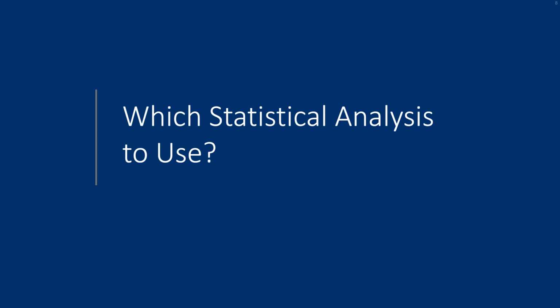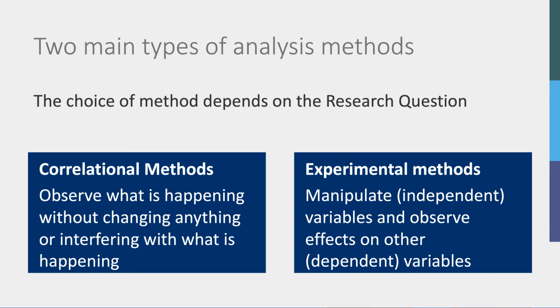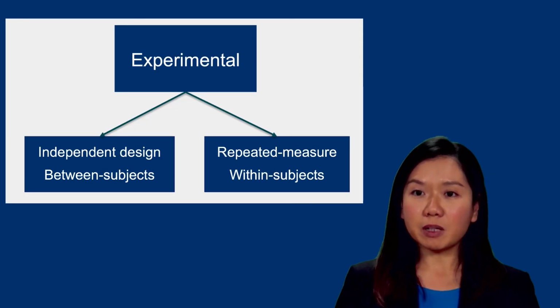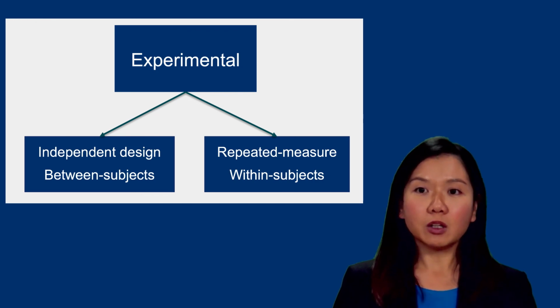Let's start with deciding which statistical analysis to use. There are two main types of inferential research methods: correlational and experimental. The type of statistical test that we use depends on what our research question is. In correlational research, we observe what is happening without changing anything or interfering with what is happening. While in experimental research, we manipulate variables, also known as the independent variable, and this manipulation can either be done between groups, known as the independent design, or within the same group, known as the repeated measure design.